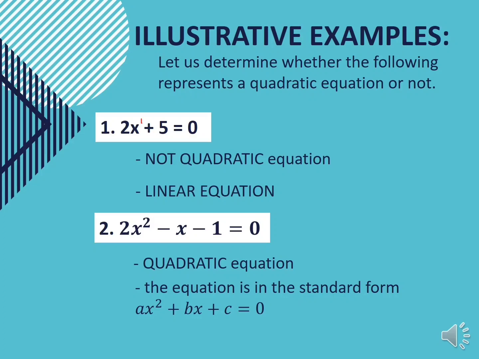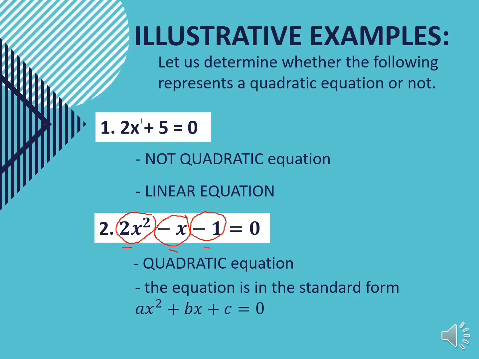Wherein our ax squared is 2x squared, or this is what we call the quadratic term. While our bx stands for negative x, or this is what we call the linear term. How about our c? Okay, correct. Our c, or constant term, is negative 1. Did you get it? Again, this is the quadratic term, the linear term, and the constant term.